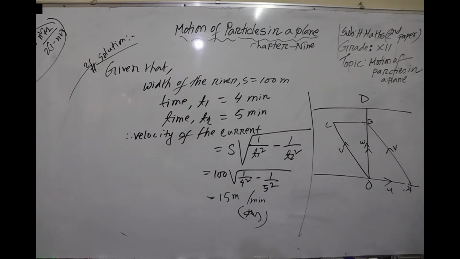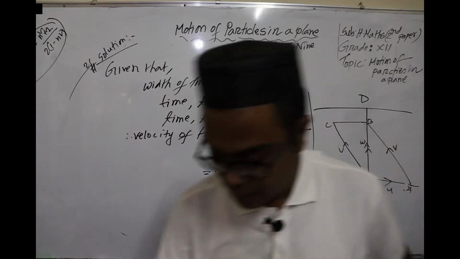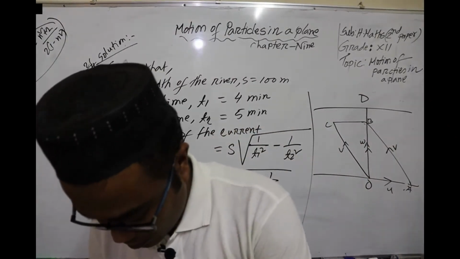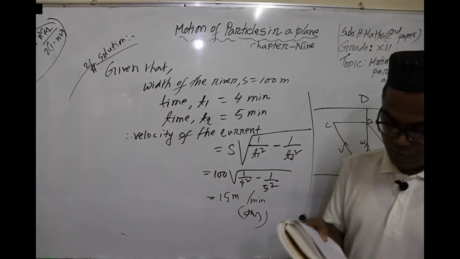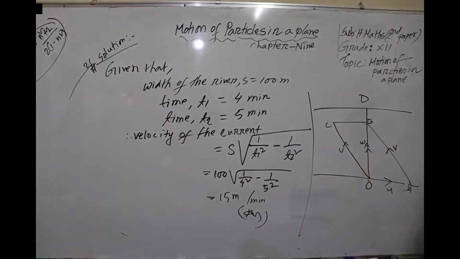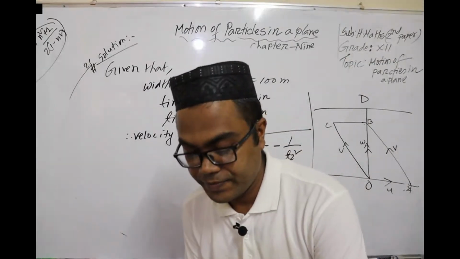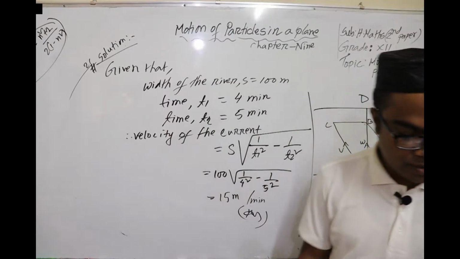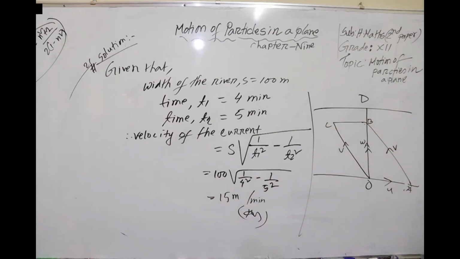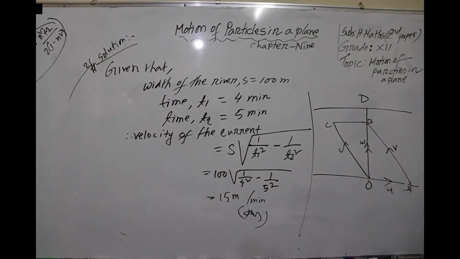Not needed, no need to convert to seconds. Just write 15 meter per minute. Because in your book the answer is like this, 15 meter per minute. Because this one is not physics, this is maths, you can write it directly. So 15 meter per minute. Don't need to convert to meter per second. Okay.